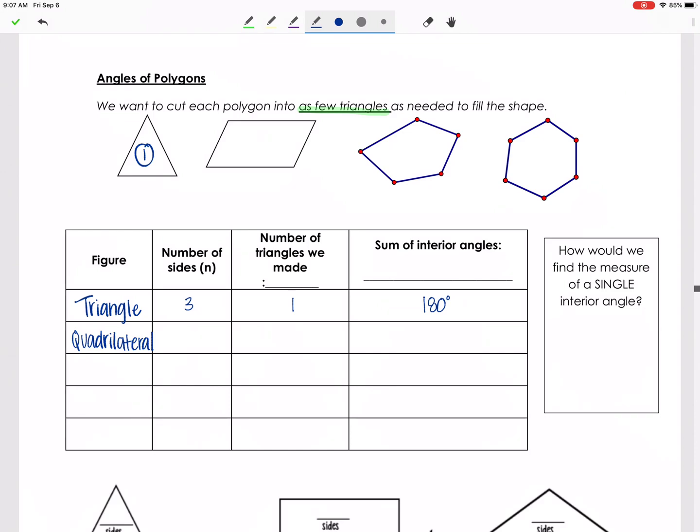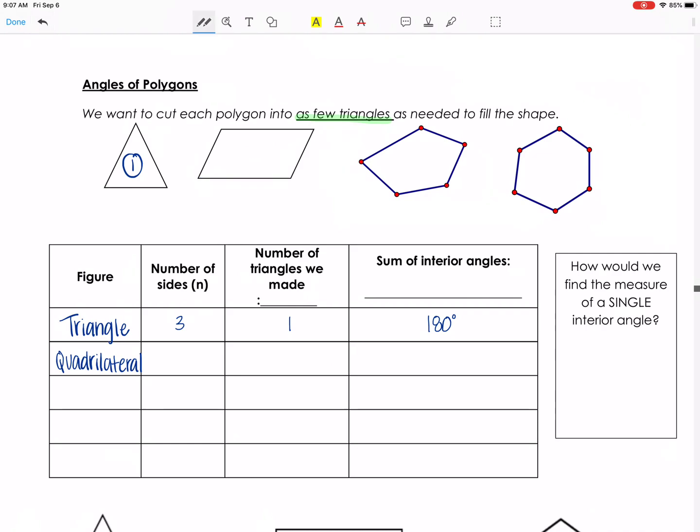Okay. All right, for that second figure, that would be a quadrilateral, a 4-sided shape. Now you could cut this one of 2 ways. We could cut across the diagonal from the bottom left to the top right. You could also come in the other direction and cut from the top right to the bottom left. But regardless of how you do it, notice when we cut here, now we've made a total of 2 triangles, and we do not need to cut any more. Okay? So number of sides, 4. Number of triangles, 2. Now, if one triangle has a sum of 180 degrees, then if this shape has 2 triangles, then it stands to reason that its sum would just be 2 times 180, which is a total of 360 degrees on the inside.